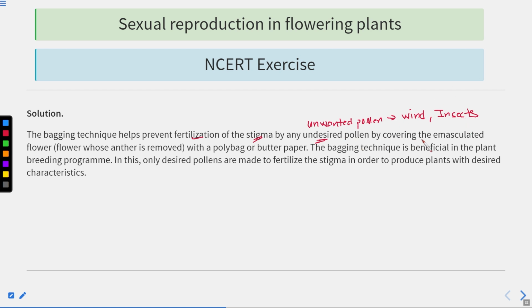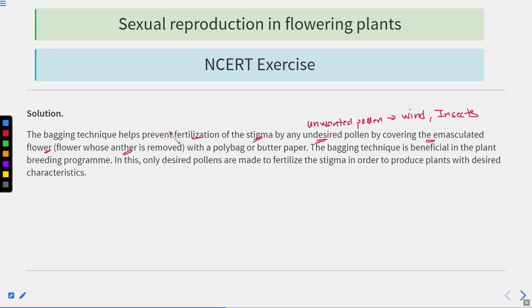So what you have to do is cover the emasculated flowers. What are emasculated flowers? Flowers in which the anthers are removed. Anthers are part of the male reproductive structure, and within the anthers, pollen grains are produced. So if you remove the anthers, pollen grains will also be removed because pollens are produced in the anther. So by emasculating the flower, you can prevent self-fertilization.